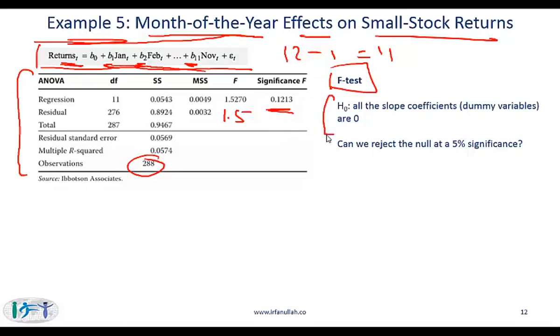The null hypothesis is that all the slope coefficients, and what are the slope coefficients in this context? The slope coefficients are the dummy variables. So the B1, B2, all the way to B11, these are your slope coefficients. They are also the dummy variables. So your null hypothesis is that all the slope coefficients are 0, and we run the regression. Can we reject this null hypothesis? How do we decide whether to reject a null hypothesis? You look at the stat, the F-stat, and then what do you do with the F-stat? You compare with the critical value.